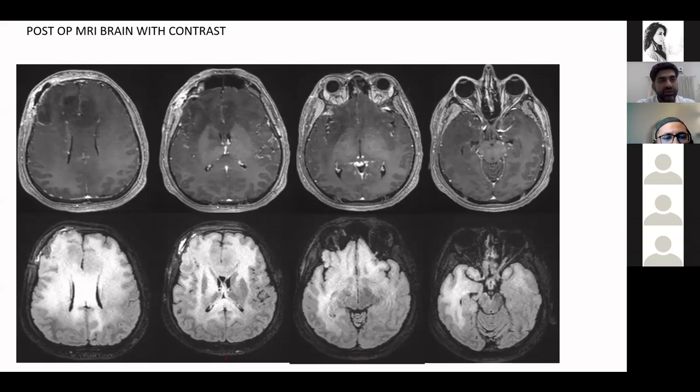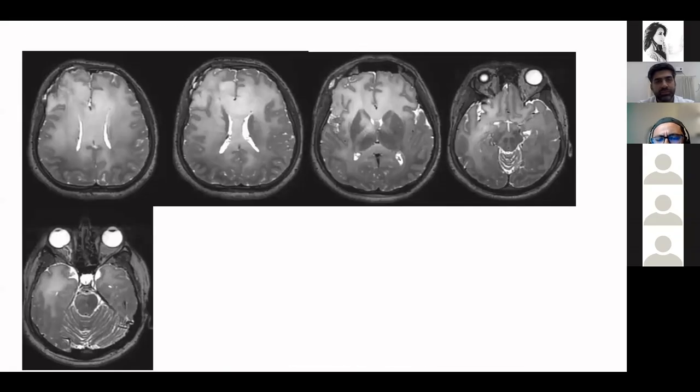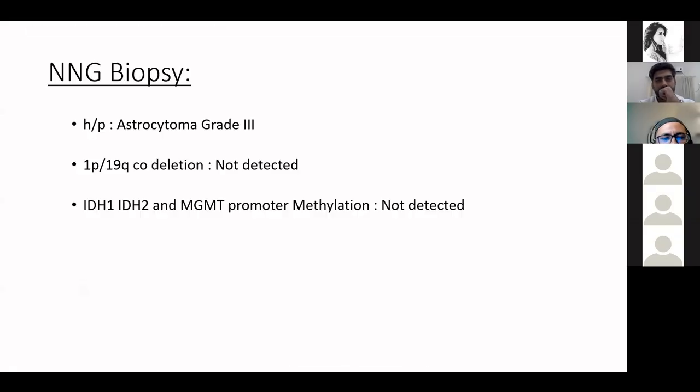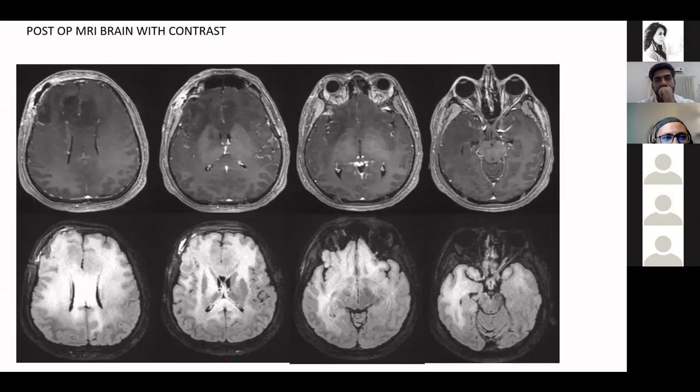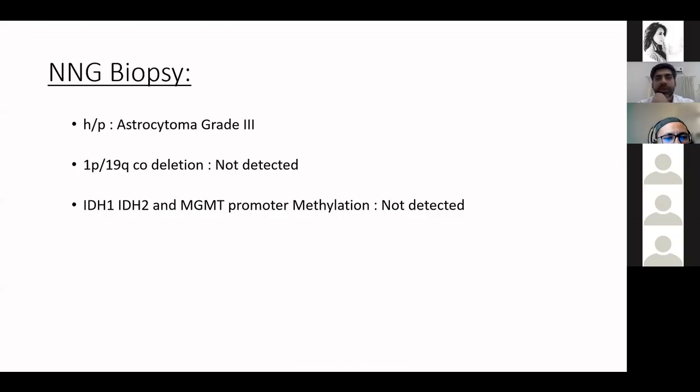Dr. Shayan, over to you. So for this post-op MRI, probably they have just done a biopsy, and they did a mini frontal craniotomy, and you can appreciate a surgical track on the right side and post-op changes. So nothing much to add. And the biopsy showed astrocytoma grade 3.